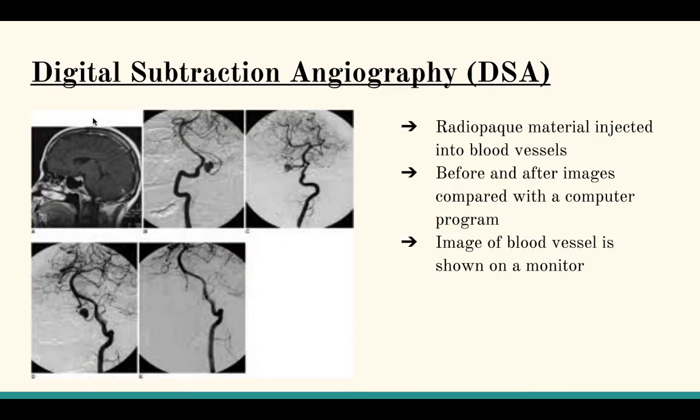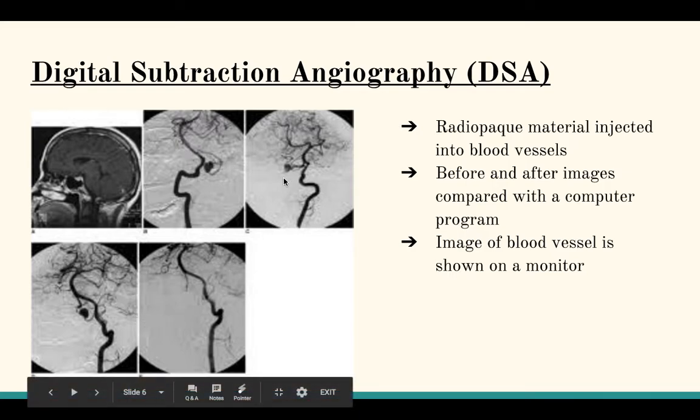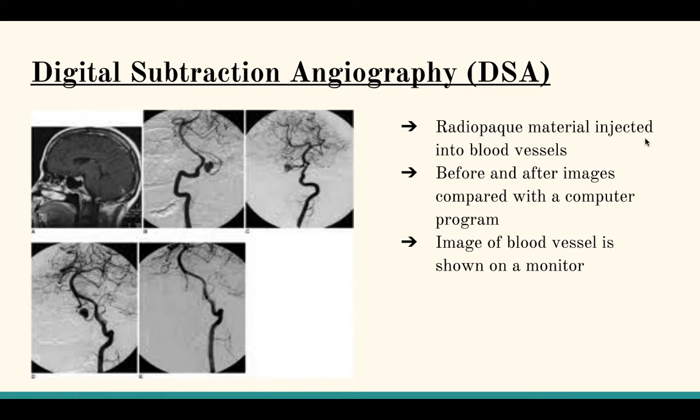Next, we have the digital subtraction angiography, or an angiogram. It's also called DSA for short. What this is, there is usually some kind of radiopaque material injected into blood vessels. Okay, so what that means is it's going to be some type of material that the film picks up on and registers. Okay, before and after images are compared with a computer program so they can see the different blood vessels.